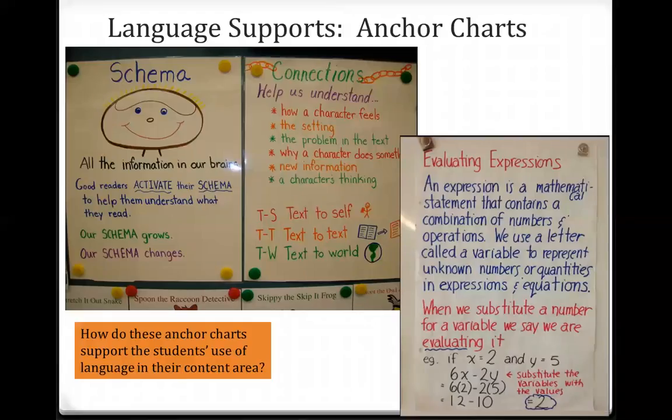Here are examples of language anchor charts. If you look at the anchor charts, they will help support how the students are using the language. For example, in the first picture, schema, students may not know what schema actually means, but if they have this anchor chart to refer to, it will help them to understand the definition of schema and how it relates to the content of what's being taught. Same thing in the second example, evaluating expressions. Students may not understand what an expression is, but this language support as an anchor chart can help them understand how they work through that.